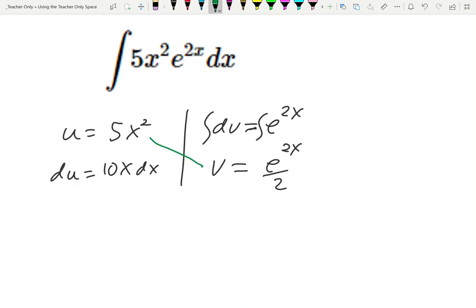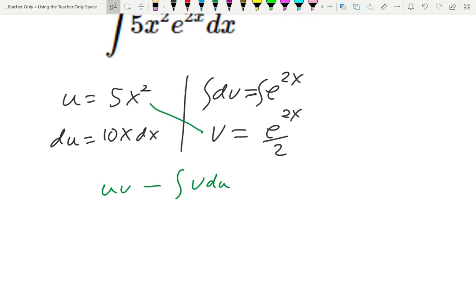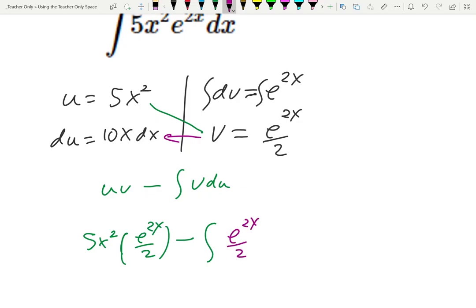We're going to go ahead and say the by parts technique is u times v minus the antiderivative of v du. Right? So we're going to go ahead and fill that in, going diagonally. So that's going to be 5x squared times e to the 2x divided by 2 minus the antiderivative of v du. So that's working across this way, which is e to the 2x divided by 2 times 10x dx. So with a little bit of simplification, this 2 and this 10 are going to divide, leave me with 5.